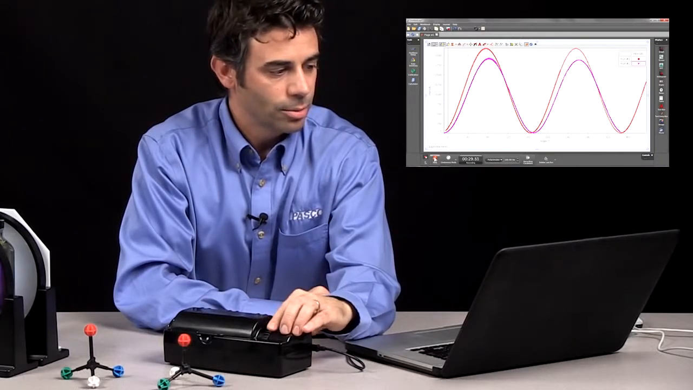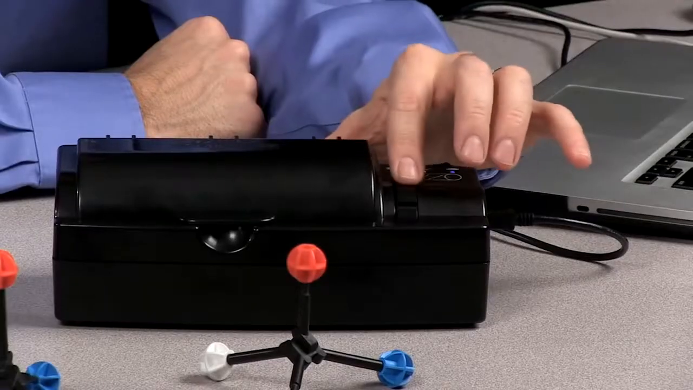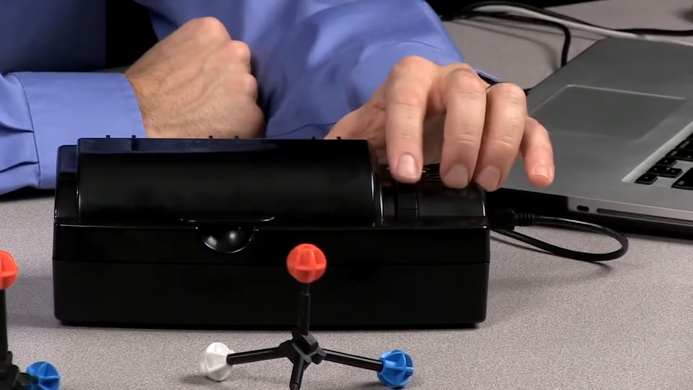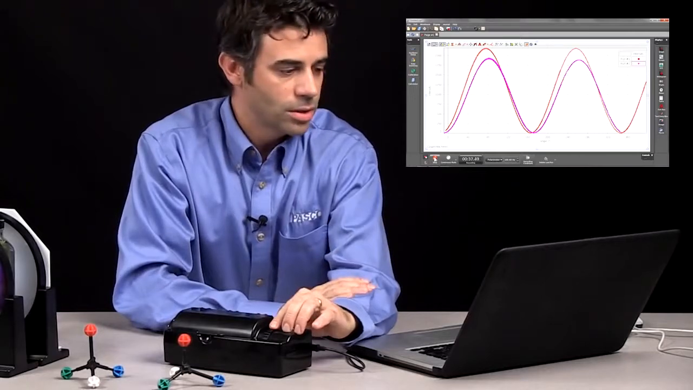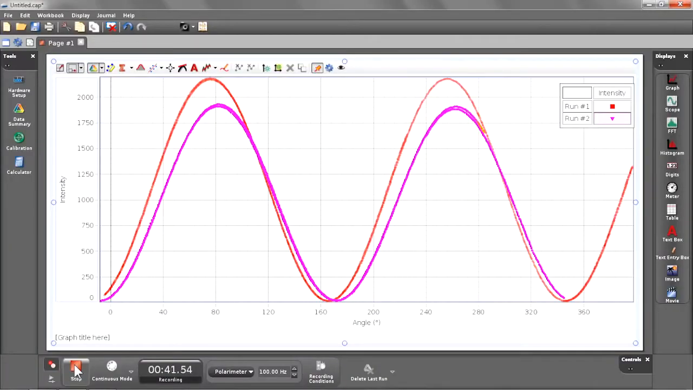So I'll spin this around a little bit. The wheel on here has a notch in it, so you know where you start and end to make sure you're going around at least once. You can also look at the graph to see that you're going from 0 to 360. And once I get to 360 a couple times, round it out, I'm going to hit stop.